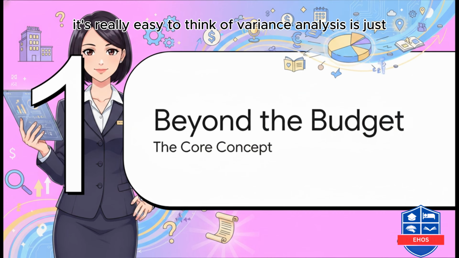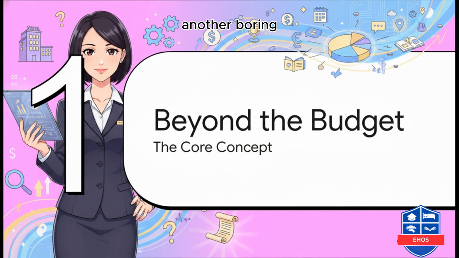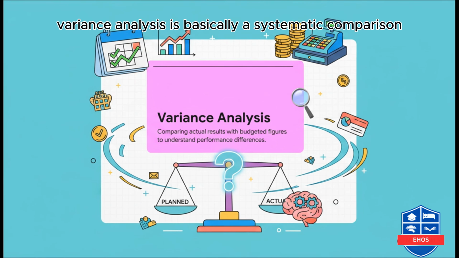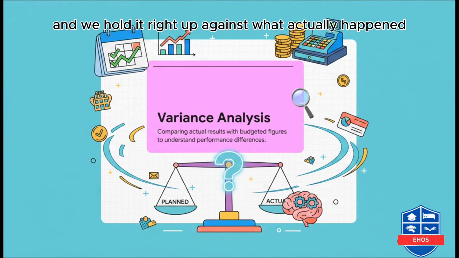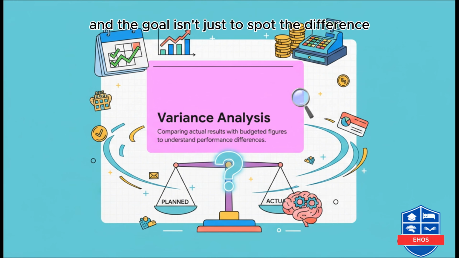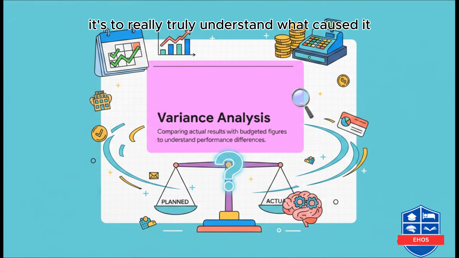It's really easy to think of variance analysis as just another boring accounting task. But trust me, it is so much more than that. It's really about uncovering the story that's hiding behind all those numbers. So at its heart, variance analysis is basically a systematic comparison. That's all it is. We take what we planned to happen, our budget, and we hold it right up against what actually happened. And the goal isn't just to spot the difference, it's to really truly understand what caused it.